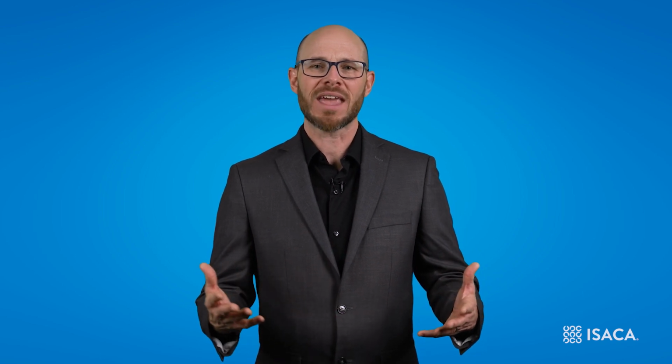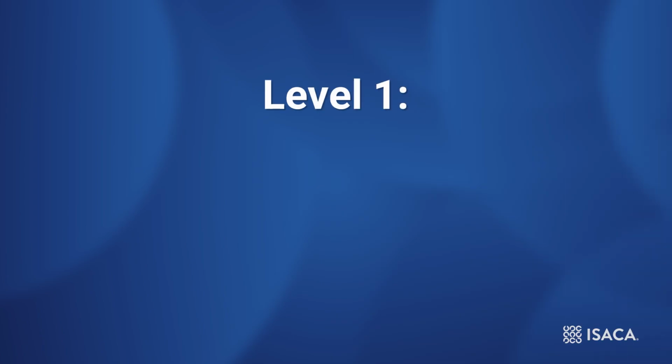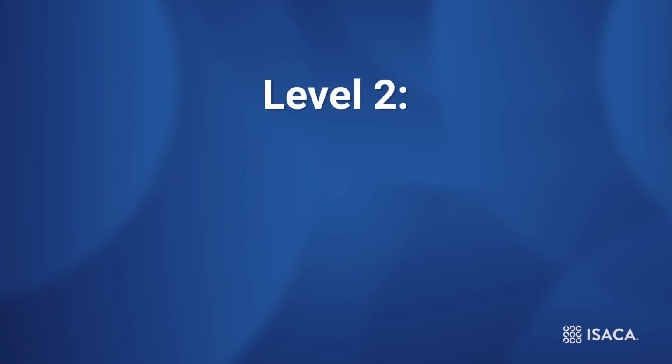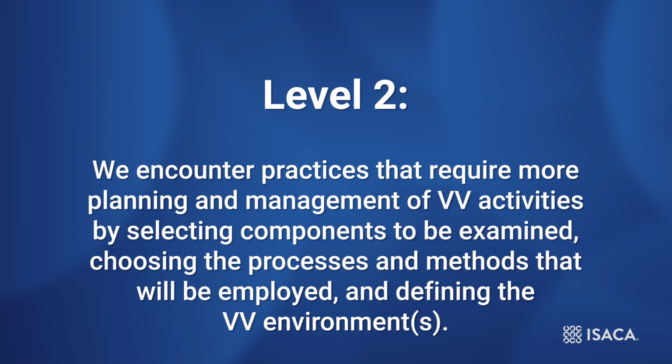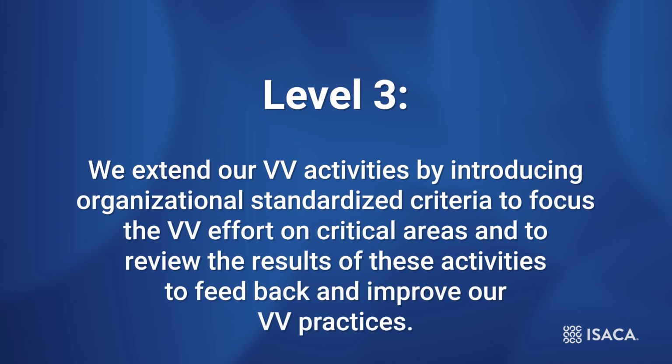The practices of verification and validation go up to practice group level 3 and reflect the expected evolutionary progression towards increasing capability. The level 1 practices simply direct us to perform basic verification and validation activities. At level 2, we encounter practices that require more planning and management of V&V activities by selecting components to be examined, choosing the processes and methods that will be employed, and defining the V&V environments. At level 3, we extend our V&V activities by introducing organizational standardized criteria to focus the V&V effort on critical areas and to review the results of these activities to feed back and improve our V&V practices.